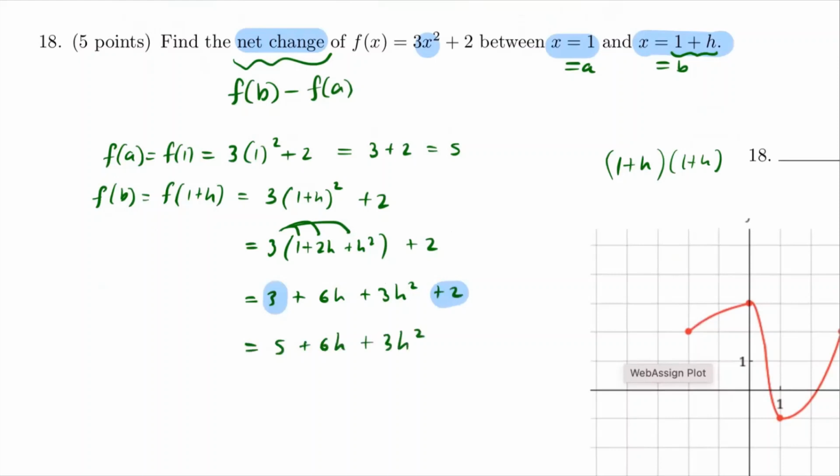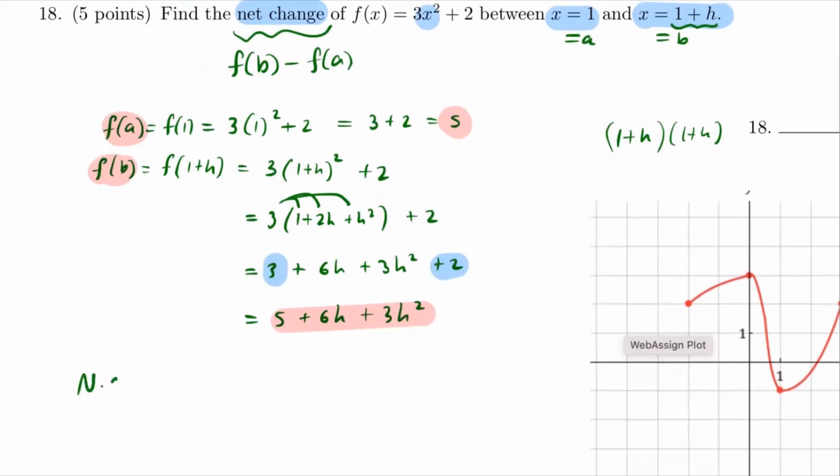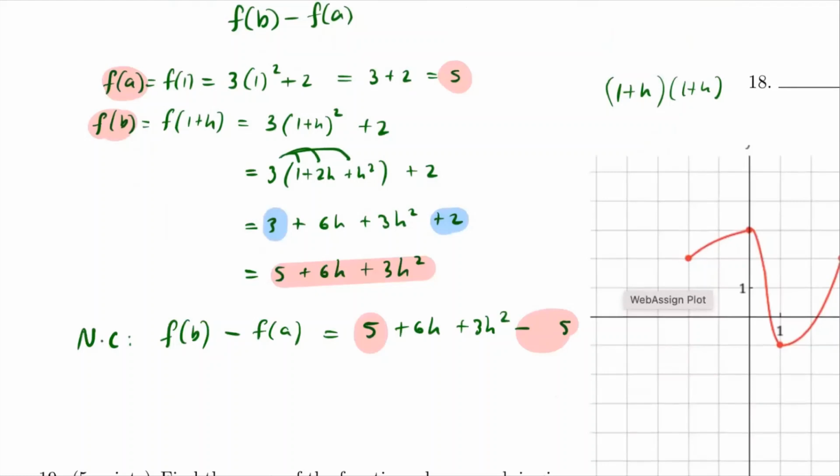So I got my f of a, which is 5, and f of b, that's this right here. So we subtract them now. The net change is going to be the f of b value minus f of a. So that'll be 5 plus 6h plus 3h squared minus 5. Now you can drop the parentheses since it's just one term, and you'll see that this 5 and negative 5 cancel. So you are left with just 6h plus 3h squared. That will be your net change of this function.